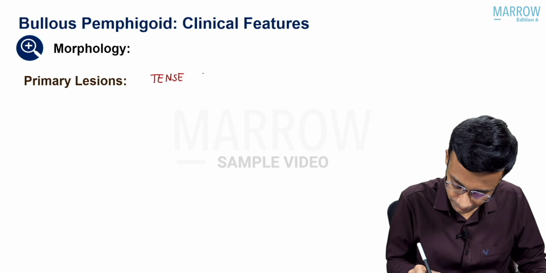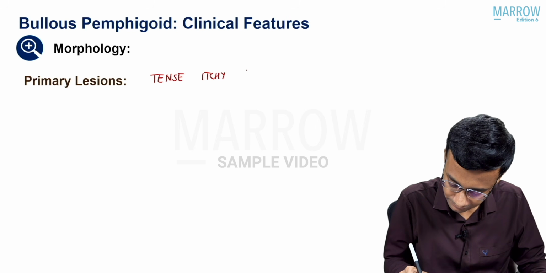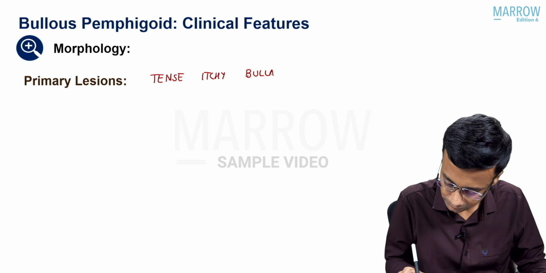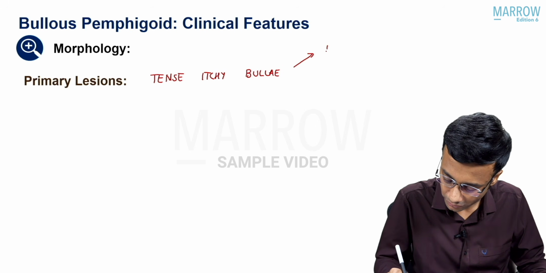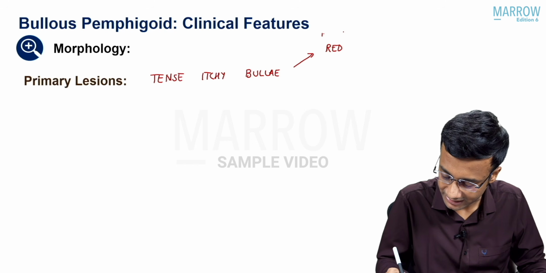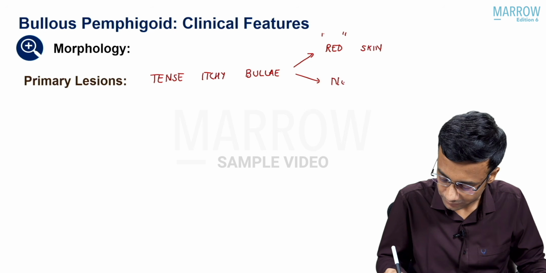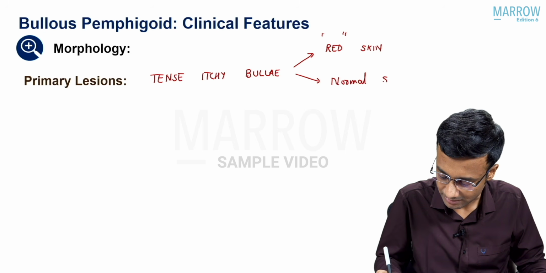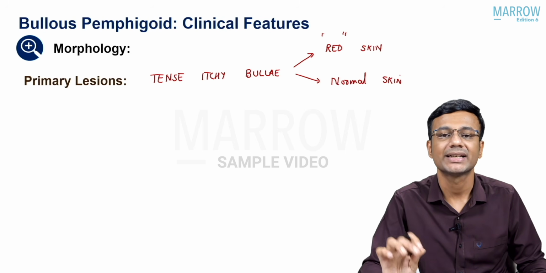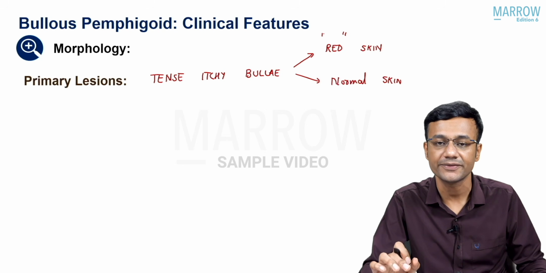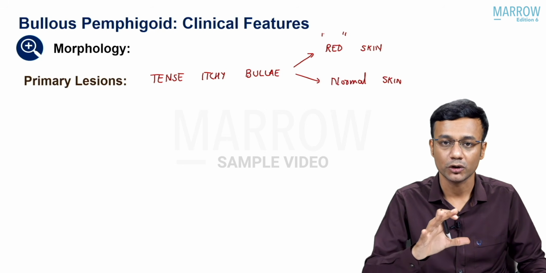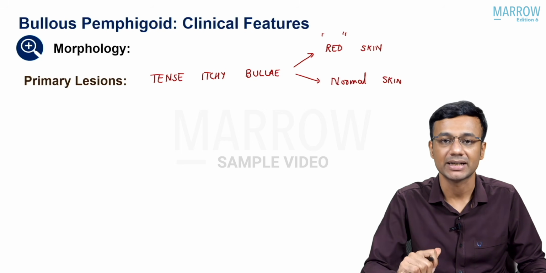Tense, itchy bullae, which could be on red skin, on erythematous skin, or it could be over the normal skin. So please remember, both presentations are possible. You get tense, itchy bullae. It's an itchy condition. The bullae can be present both on normal skin. It could also be on an erythematous base.